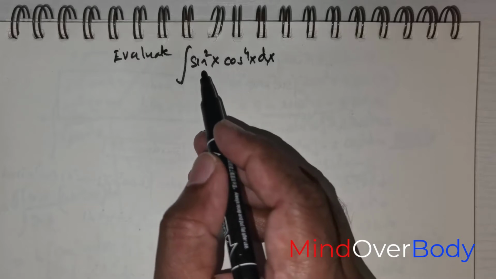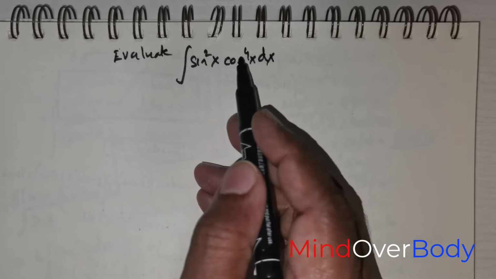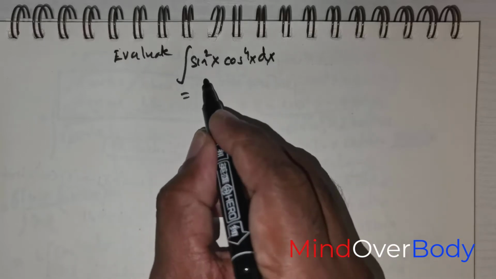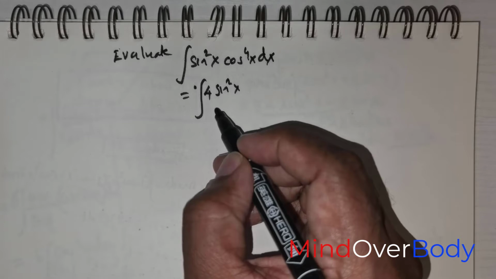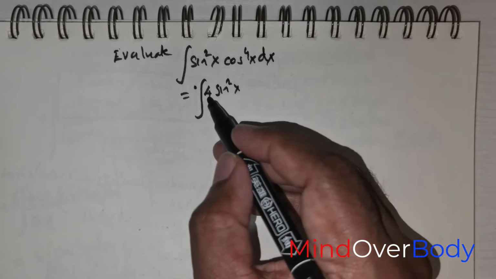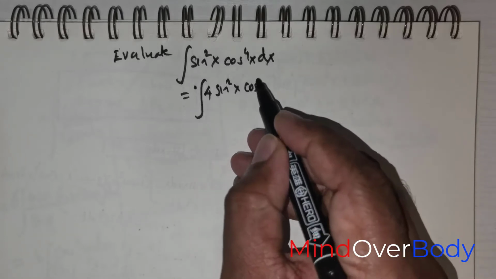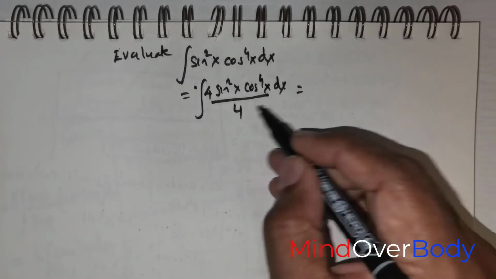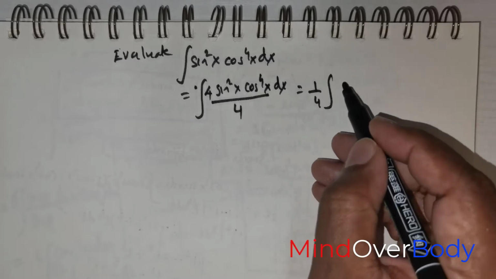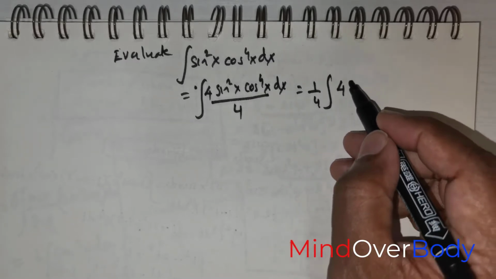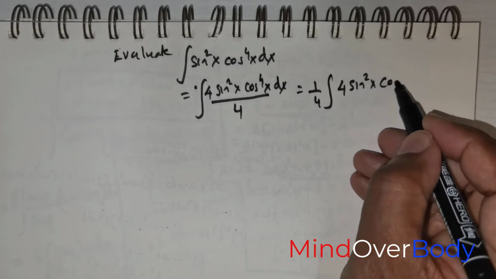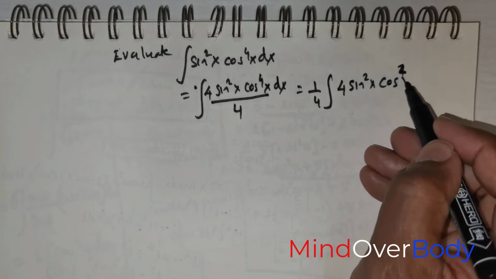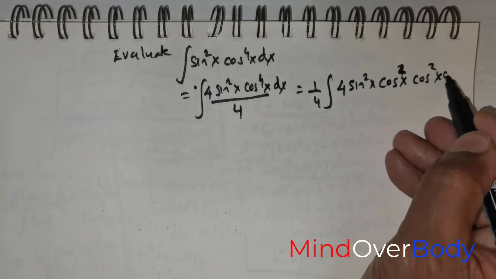We are expected to integrate this. In this case, m is even, n is even. So we need to adopt a different approach. Now what I'll be doing is I will multiply and divide by 4. So this is going to give me 4 times sine squared x cos raised to the power of 4x dx over 4. I can take this 4 out, so it's going to be 1/4 times integral 4 times sine squared x times cos raised to the power of 4x. I'm going to write it as cos squared x times cos squared x dx.